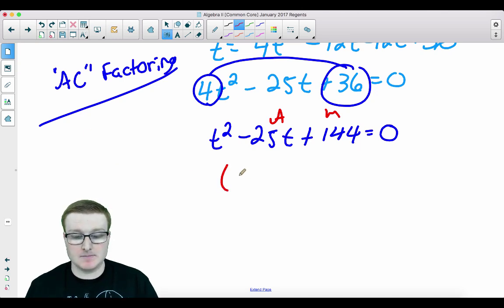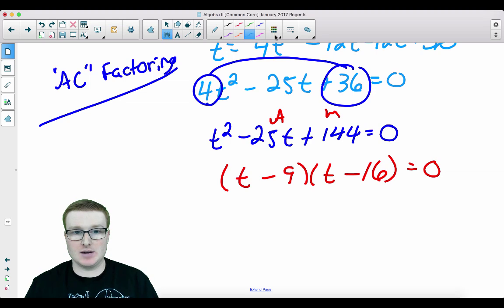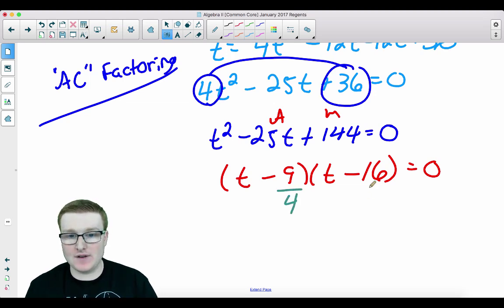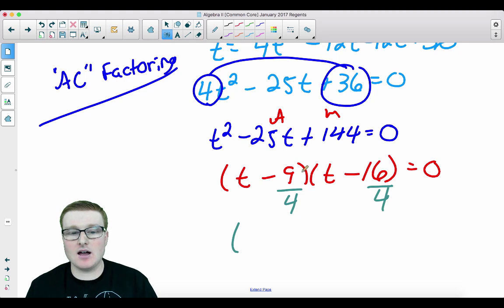So that gives us t minus 9, t minus 16 equals 0. But remember, ladies and gentlemen, once you perform that operation with the AC factoring, you need to still divide by the leading coefficient. Okay? So what happens here is this. If you're dividing by the leading coefficient and you get a fraction that can't be simplified any further, you take that number and you move it up.